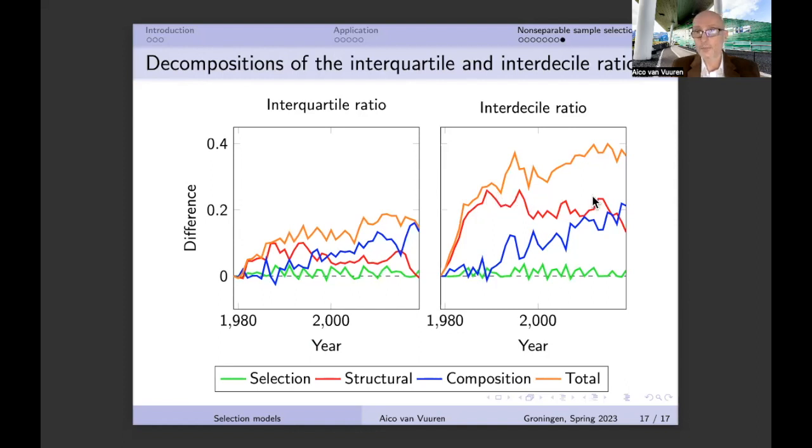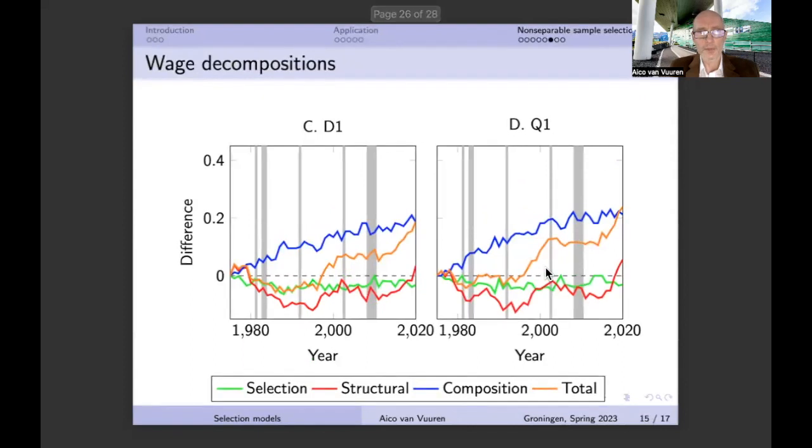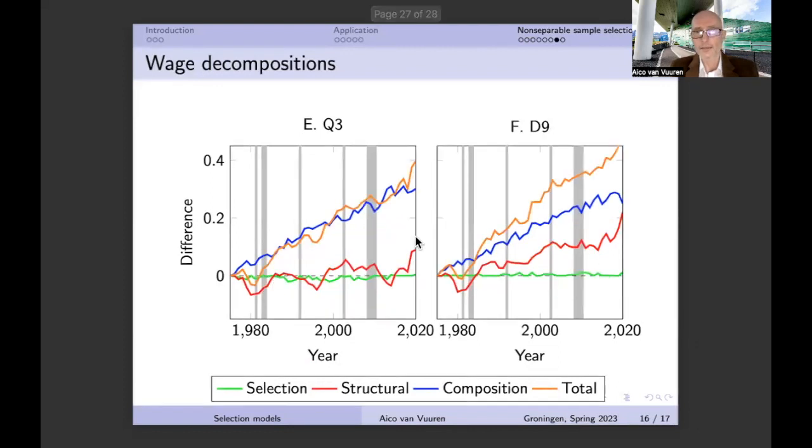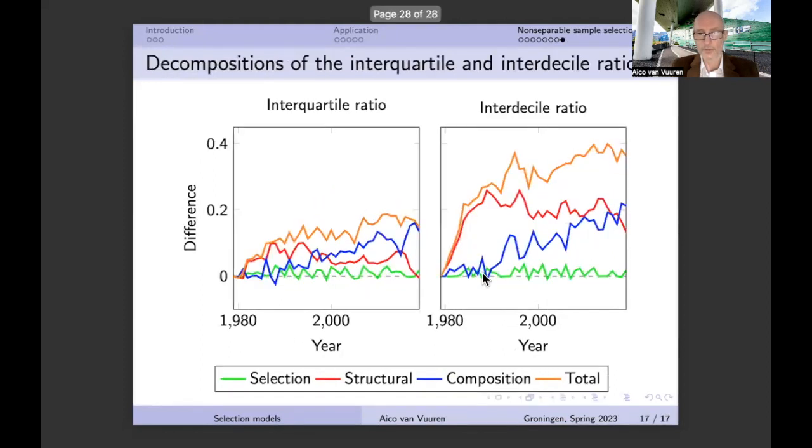We see that it's still important over time, but another thing also becomes important over time, and that's the composition effect. Then finally, we do see that the selection effect is positive, and that is something that we also could have expected because we do know, looking at the previous pictures, that at the bottom of the wage distribution there was a negative selection effect, whereas at the top of the wage distribution this effect was more or less equal to 0.